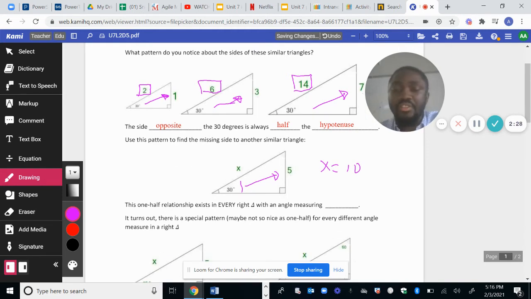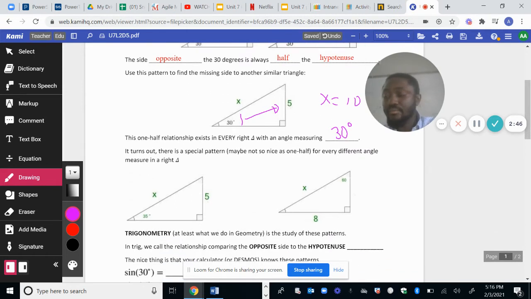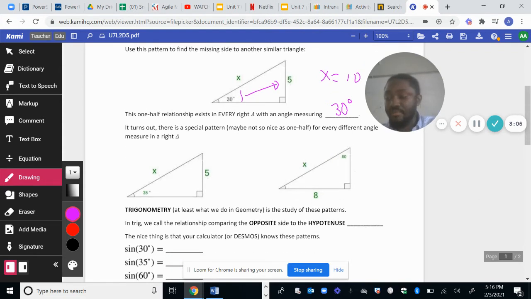This 1/2 relationship exists in every right triangle with an angle measure of 30 degrees. When the measure is 30 degrees, the side across from angle 30 will always be half of the hypotenuse. It turns out there's a special pattern, maybe not as nice as 1/2, for every different angle measure in a right triangle. Here, since 35 is the angle, we might not really say anything about the hypotenuse, so we're going to find it later. And here the angle is 60, the side across from it is 8, so we don't really know about x here.